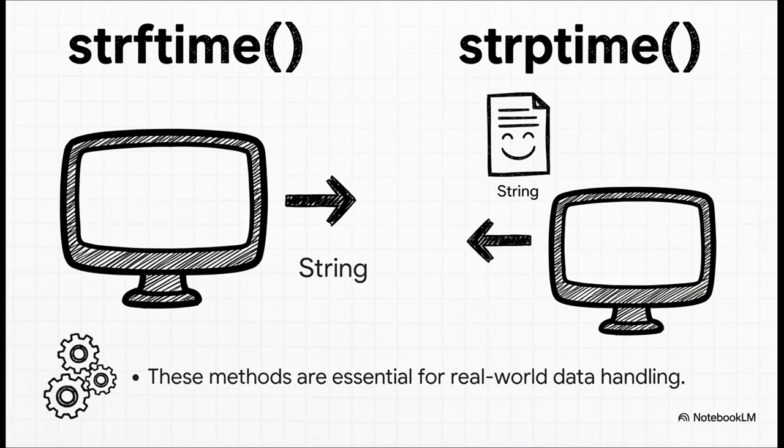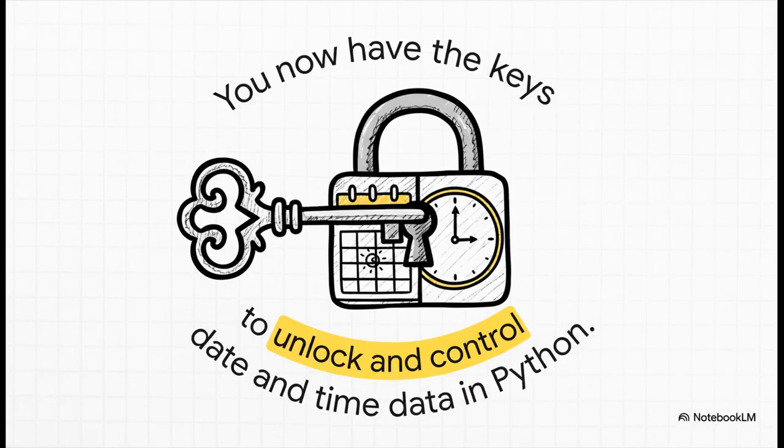Okay, so let's boil this all down to the absolute essentials. strftime, string format time, the F is for format, turns a datetime object into a string for humans. strptime, string parse time, the P is for parse, turns a string into a datetime object for the computer. Getting comfortable with these two functions is, without a doubt, the key to handling date and time data in the real world. And honestly, that's the whole secret. You now have the keys to the kingdom when it comes to unlocking and controlling date and time data in Python. This is a massive skill to have in your tool belt.